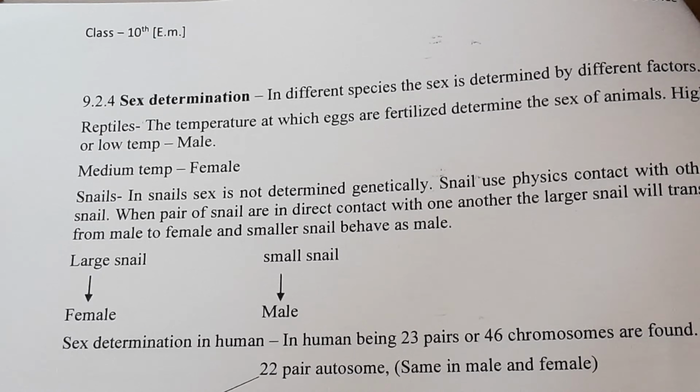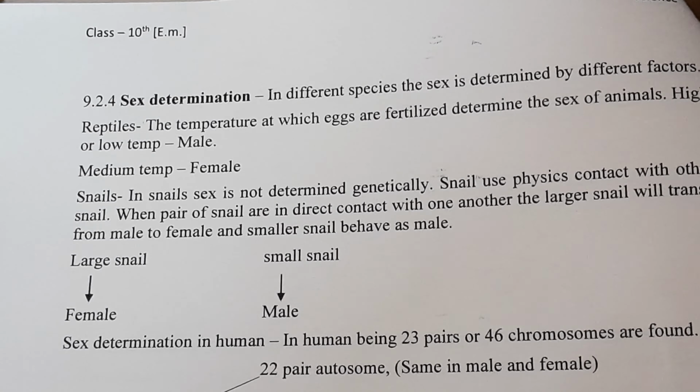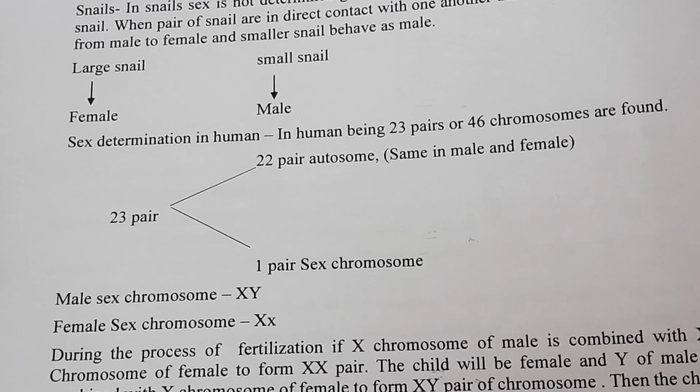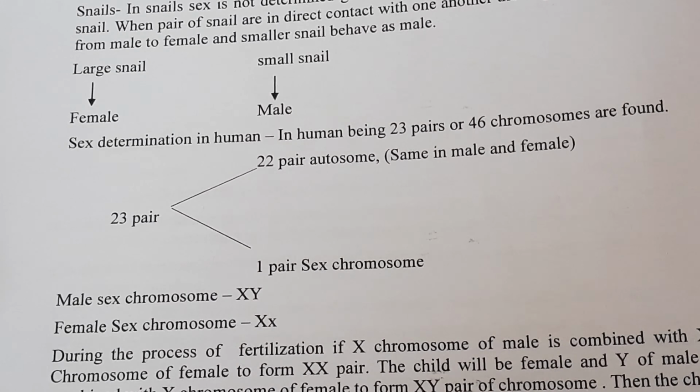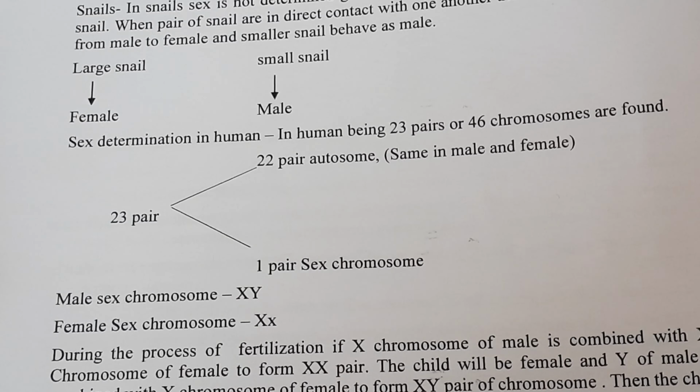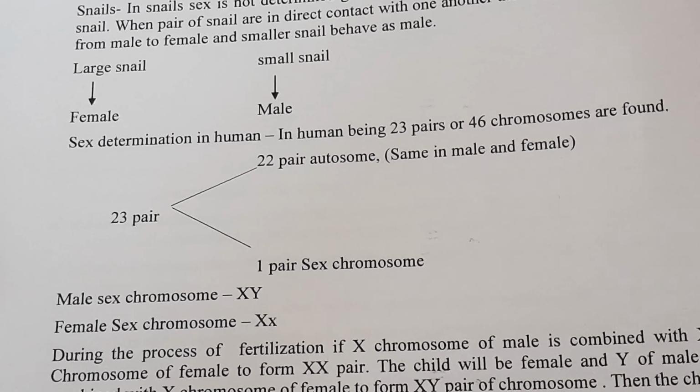Now in human beings, there are 23 pairs of chromosomes, meaning 46 chromosomes, out of which 22 pairs are the same in male and female. And one pair of sex chromosomes decides the male and female character. In males, XY chromosomes are present, while in females, XX chromosomes are present.